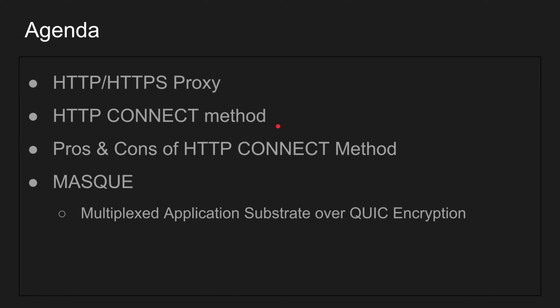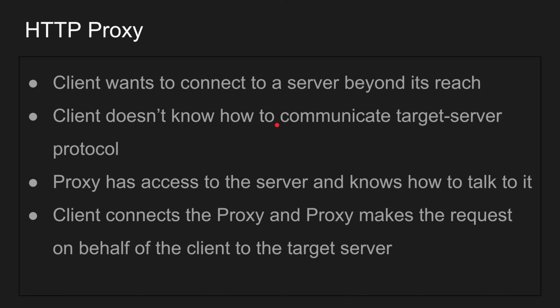What problems it solves. Then we're going to discuss the pros and cons of the HTTP CONNECT method. And then we're going to discuss the new protocol being worked on by people from Cloudflare, such as Chris Wood and Lucas Pardue and others, which is called MASQUE, Multiplexed Application Substrate over QUIC Encryption. I know it's a long name, but we're going to touch upon it and see what problems it solves in the HTTP CONNECT method. How about we jump into it?